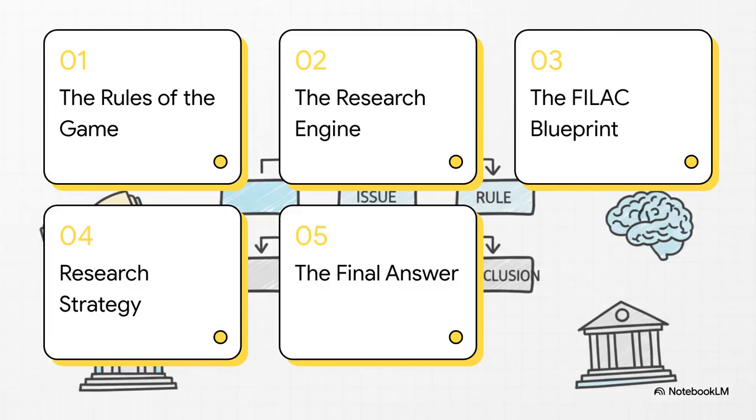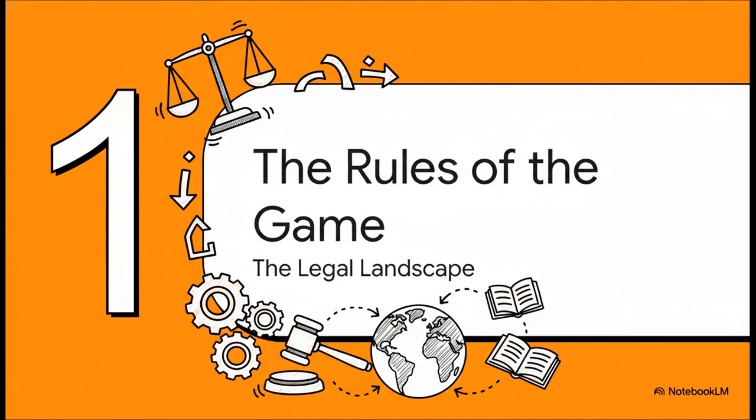So here's our game plan. First, we're going to lay out the rules of the game, the legal landscape itself. Then we'll fire up the 3-step research engine that powers this whole thing. After that, I'll introduce you to the blueprint for thinking, a little something called FILAC. We'll talk strategy, how to go from broad to specific, and then finally, we'll put it all together to figure out how to help our friend. All right, let's get into it.